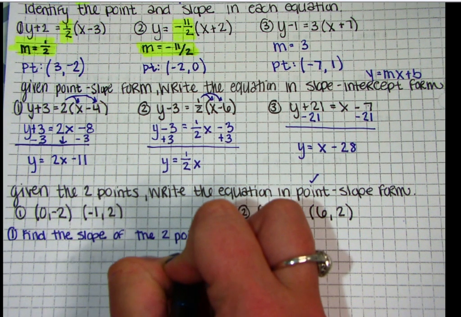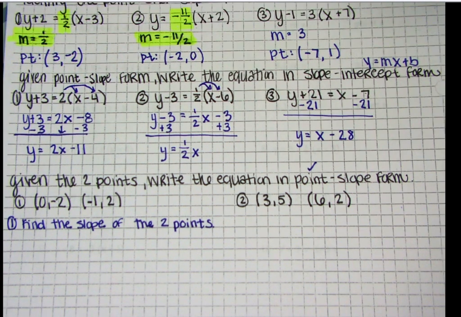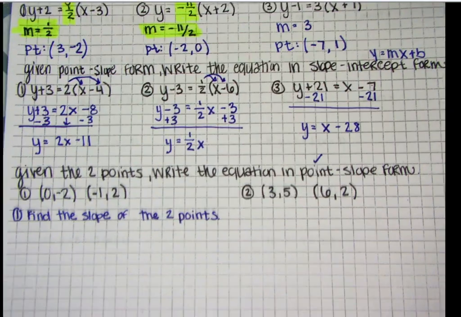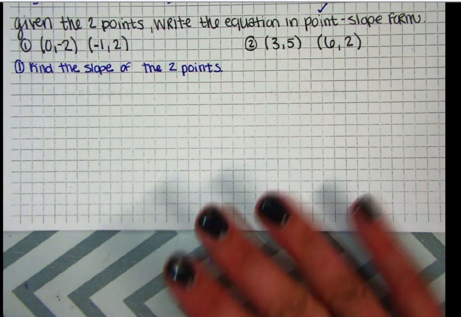You got to do that first. I can't put anything in point-slope form if I don't have a slope. And in this case, it doesn't give me one. It just gives me points. Scroll down just a little. There you go. So I got to find the slope of the 2 points.